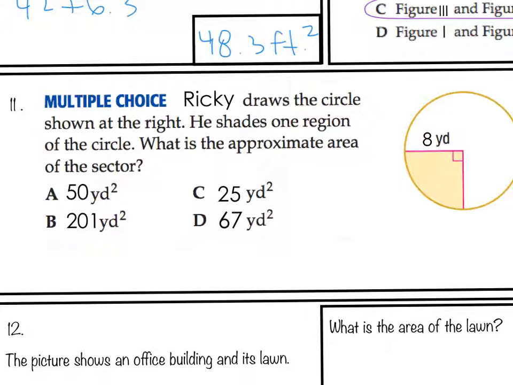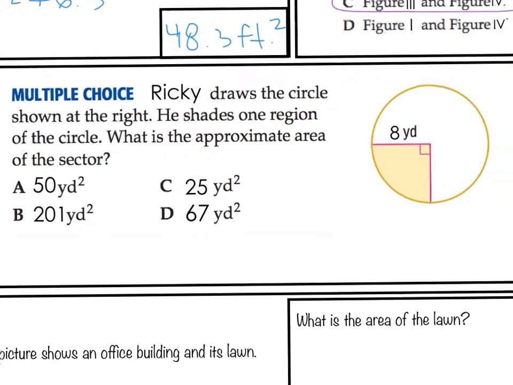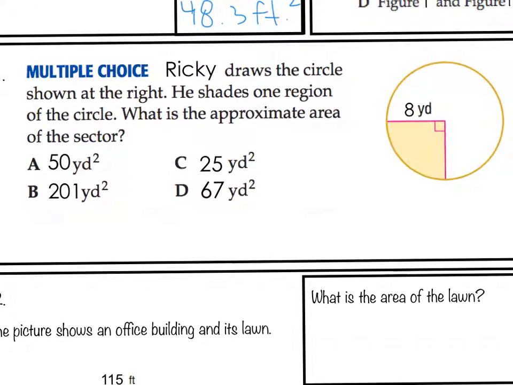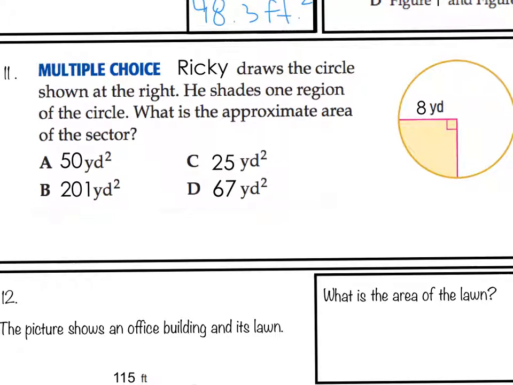He shades one region of the circle. What is the approximate area of the sector? So it looks like here, for number 11, I need to figure out the area of the circle, and then I only want 1/4 of it, so I'll take my area and divide it by 4 so I can figure out what 1/4 of that entire circle is.